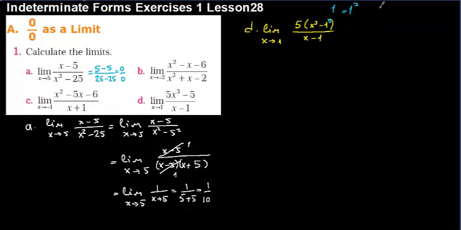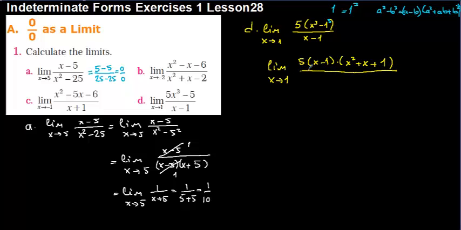So this is a cube minus b cube. A cube minus b cube is equal to a minus b times a squared plus ab plus b squared. So the expression is going to be equal to limit x tends to 1, 5 times x minus 1 times x squared plus x times 1 plus 1, that is x squared plus x plus 1.